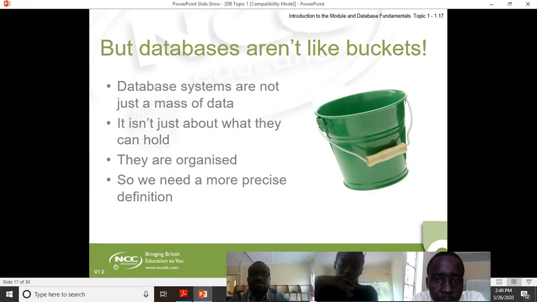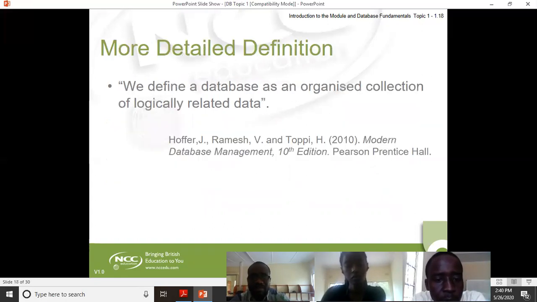Database systems are not just a mass of data. It isn't just about what they can hold; they are organized. So we need a more precise definition of the database. No wonder they have defined the database as an organized collection of logically related data.